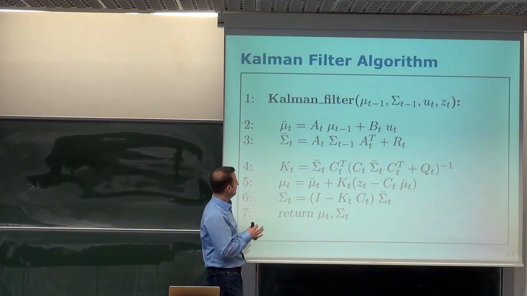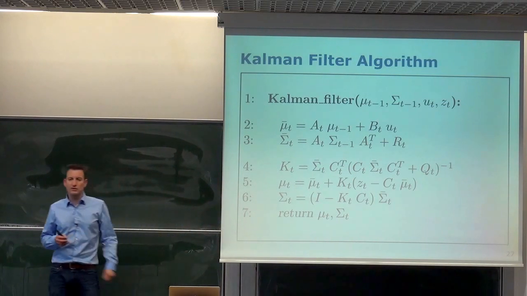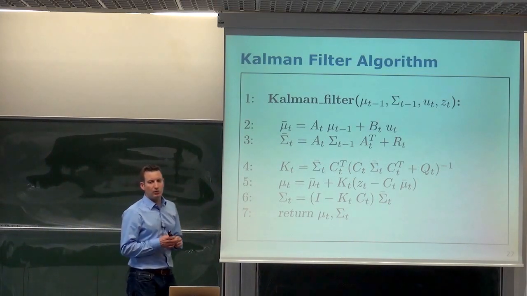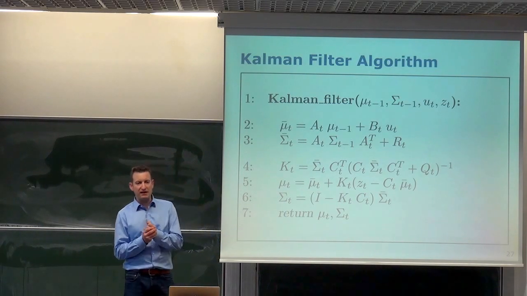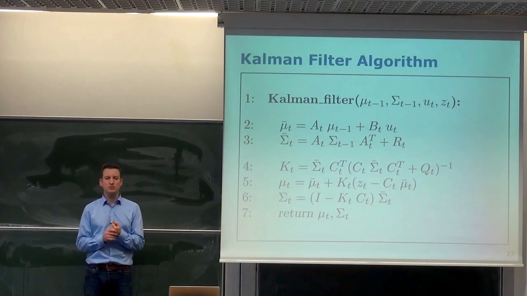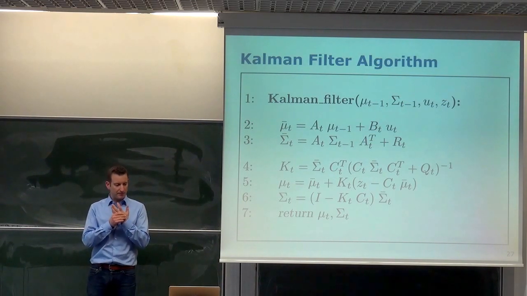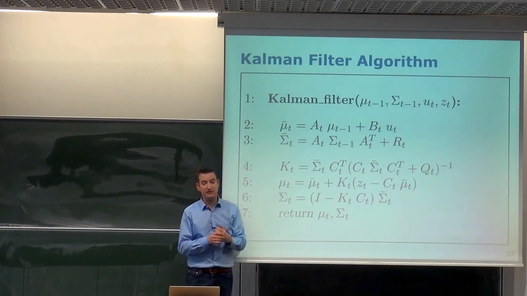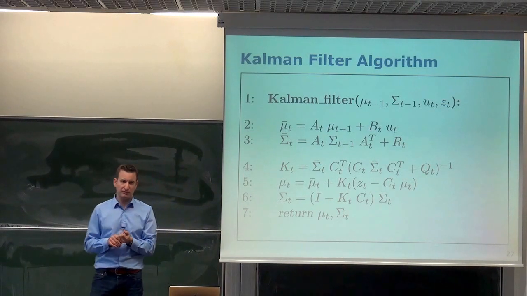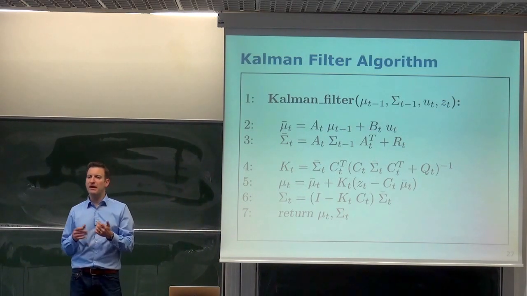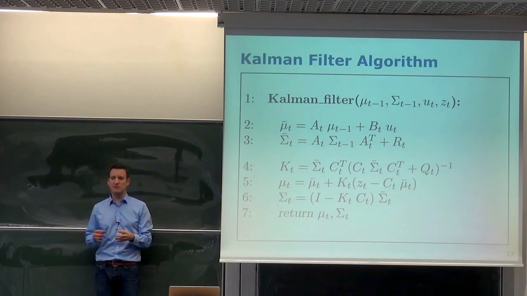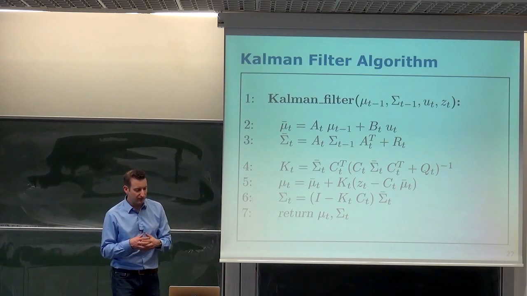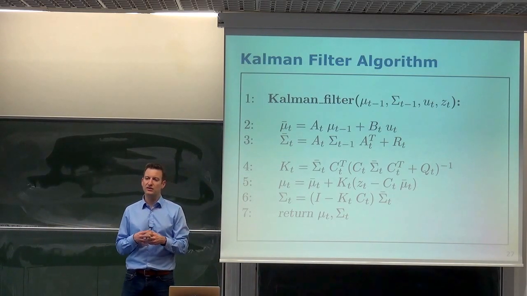Okay, so the next thing is the computation in line 4 of the so-called Kalman gain. What the Kalman gain is, it's basically a weighting factor which tells me how much more should I trust my control commands, so the predicted belief, with respect to the observation that I'm going to observe. So if my motion is very certain and my sensor observation is very uncertain, I'll generate a Kalman gain which only trusts the motion.